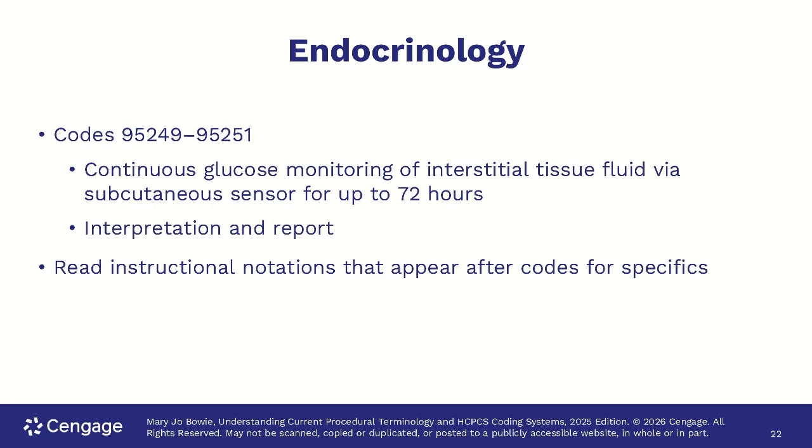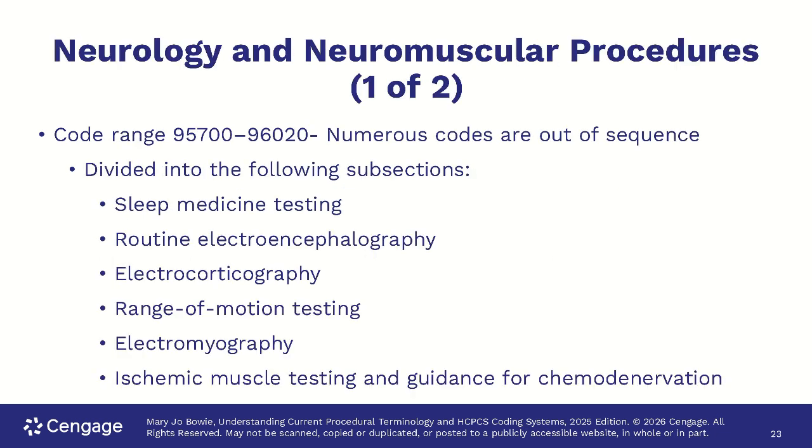Now we're going to endocrinology. There are two codes found in the endocrinology subsection that are used to report continuous glucose monitoring of interstitial tissue fluid via a subcutaneous sensor for up to 72 hours. The codes for interpretation and report are also found here. When reporting these codes, do not add on a 99091, and these codes are reported no more than once per month.